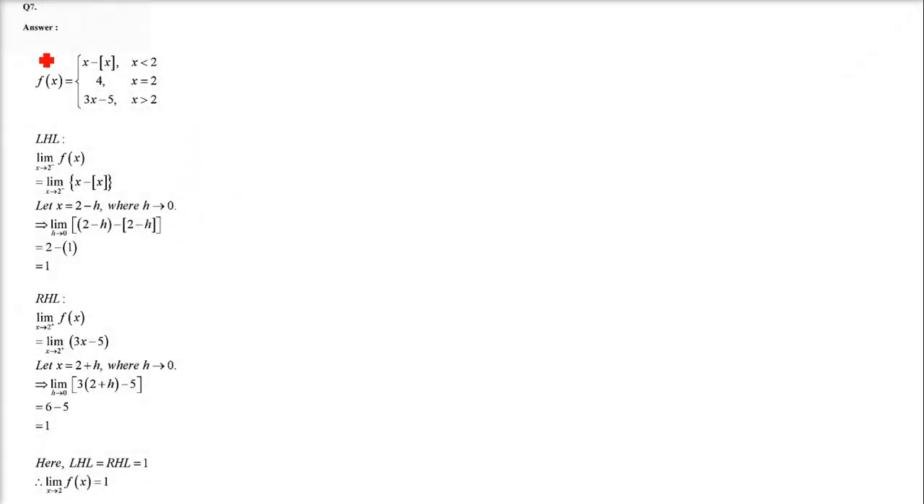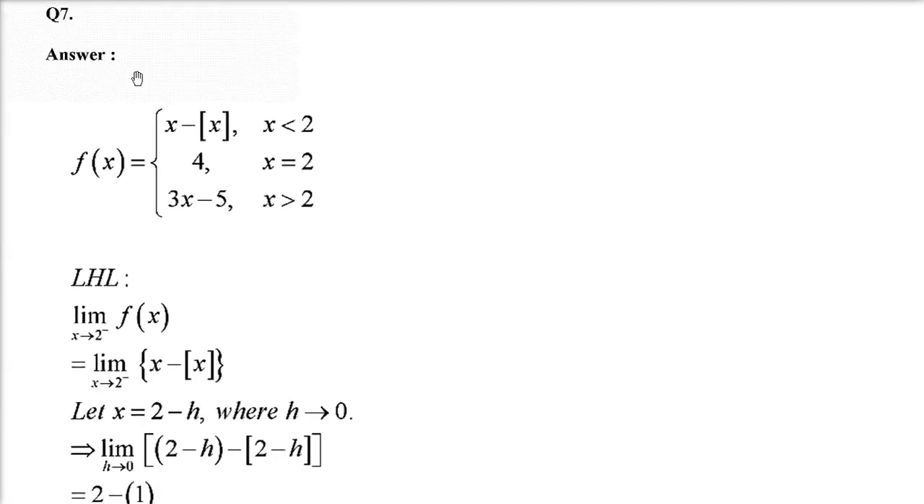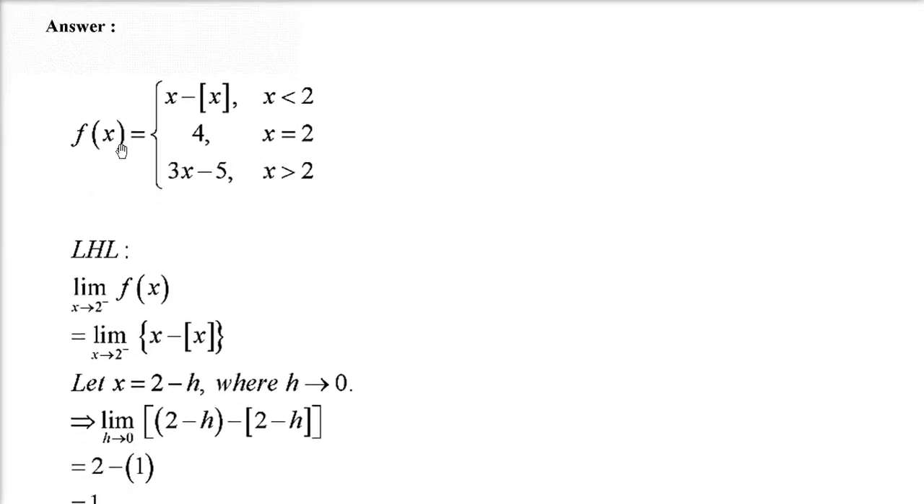Now this is question number 7. It is saying that evaluate limit x tends to 2 f(x) if it exists, where f(x) equals, there are three parts of this function. So first is f(x) equals x minus this is not mod, this is a greatest integer function. So we have a square bracket. So this is a greatest integer function. So now this function, x is less than 2, and it has to be 4 if x equals 2, and 3x minus 5 if x is greater than 2.